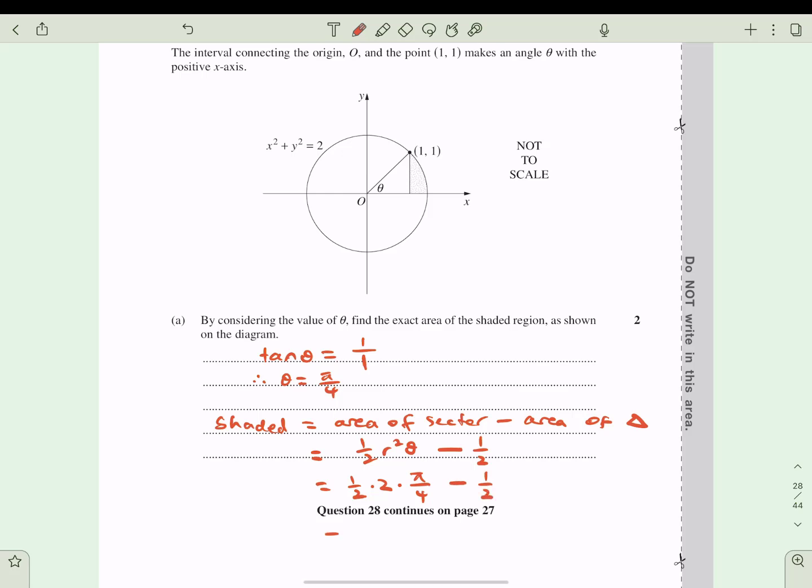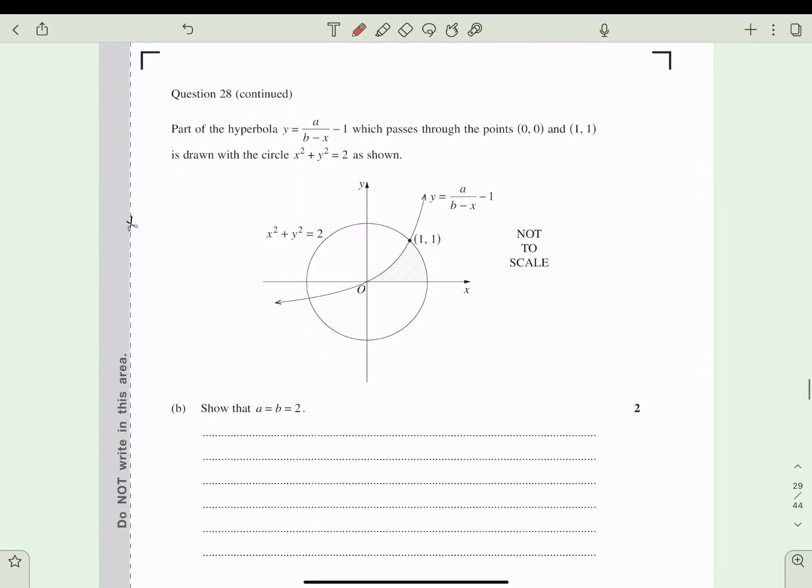And that's subtracted by half. That's going to equal pi on 4 minus half units squared. We can't simplify this any further, so we leave our answer like this. Don't forget the units squared as well.